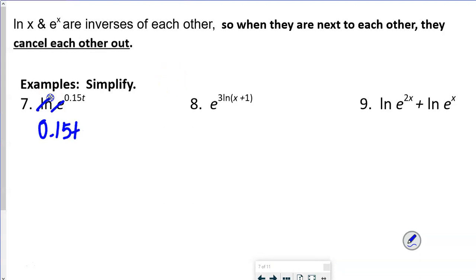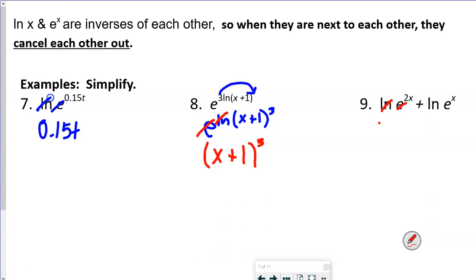With number 8, you should recall that, again, if we have a number out front of a log, then we can take it back here and make it the exponent. So I'm just going to write this like this, ln of x plus 1, cubed. So now these two are next to each other, so our answer is x plus 1 cubed. And this one over here, again, we got ln and e next to each other, so that's 2x. We got ln and e next to each other, so that's plus x. So 2x plus x is 3x.